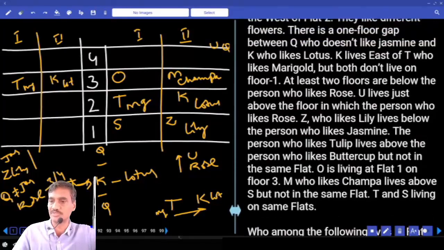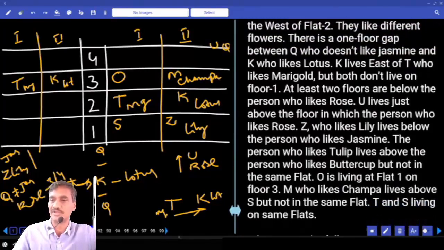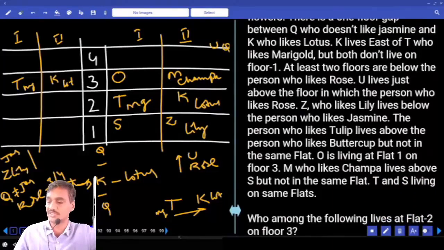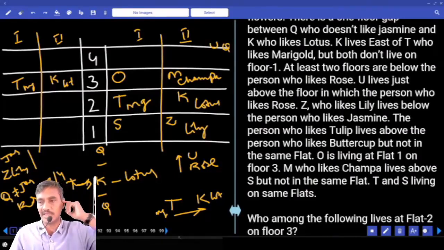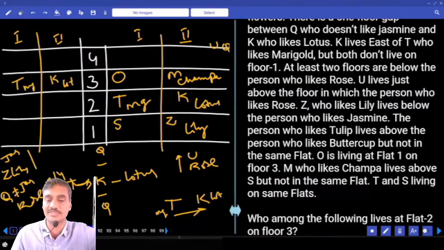Now let's go through the information once again. They like different flowers. There is one floor between Q and the one who likes jasmine, and Q does not like jasmine. And K likes lotus. K lives to the east of T, who likes marigold, but both do not live on the same floor. Not on floor 1.